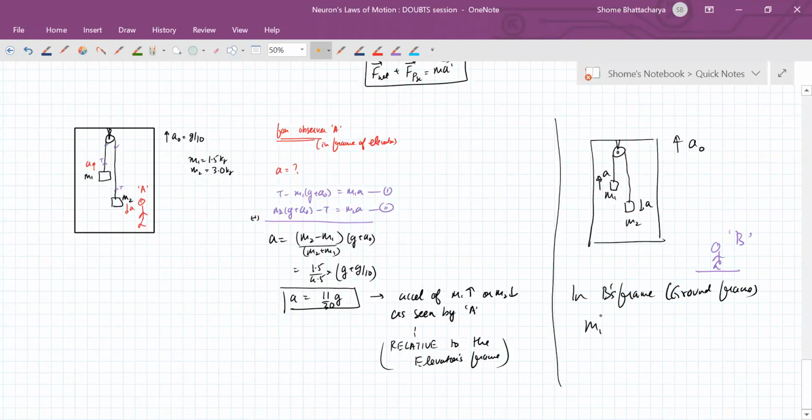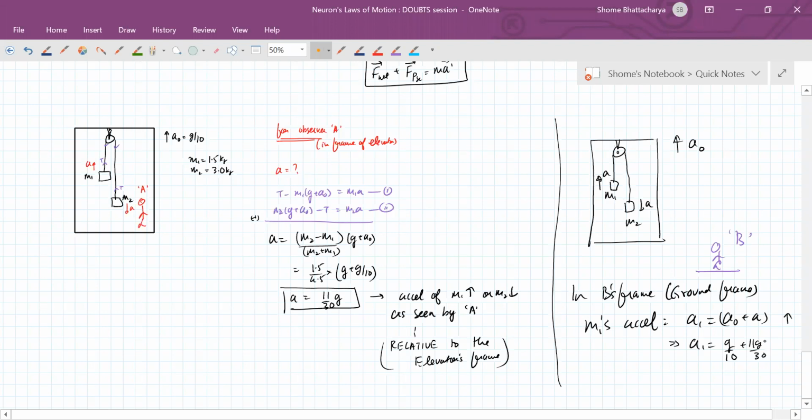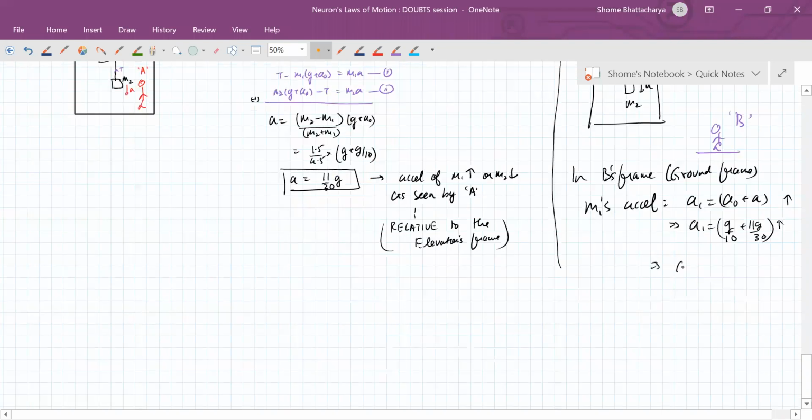what is m1's acceleration? Let's say a1. Now m1 is going up at a, already inside a box which is going up at a0. So net acceleration in ground frame कितना हो जाएगा? a0 plus a upwards. So that will be g by 10 plus 11g by 30 upwards. So a1 will become, if you just take the LCM and solve, it will become 14 by 30 g or 7 by 15 g upwards.